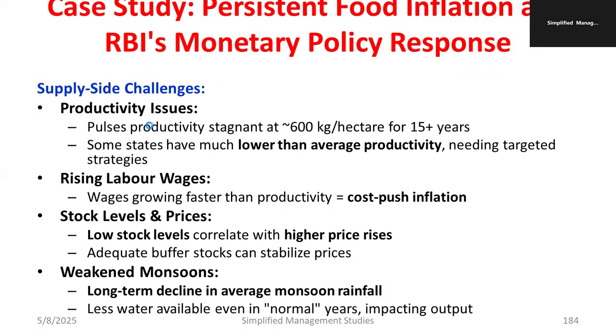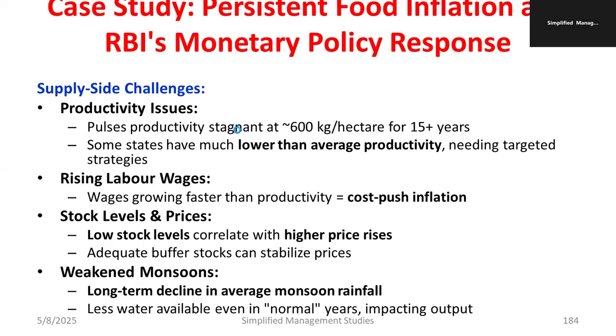If I talk about the productivity issues, pulses productivity has been stagnant at 600 kilograms per hectare for 15-plus years. Moreover, some states have lower average productivity. So that is another thing. It was not uniform. That was the major issue regarding the supply side.